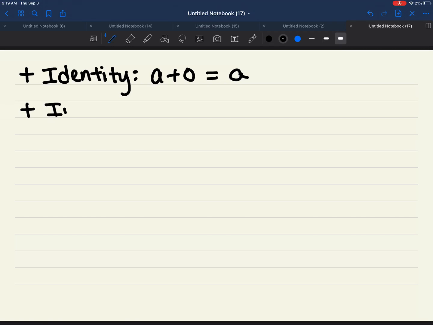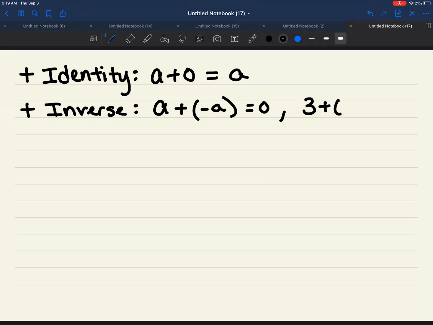Now, what about additive inverse? What would be the inverse of A? Good, Nathan. What would A plus negative A be equal to? 0, right? Or you could show 3 plus negative 3 if that helps you understand it better to use a number. 3 plus negative 3 would be 0.